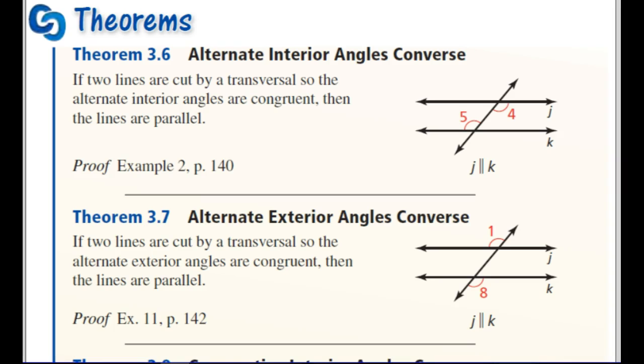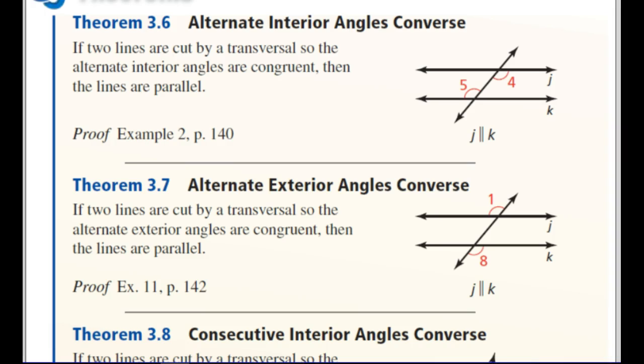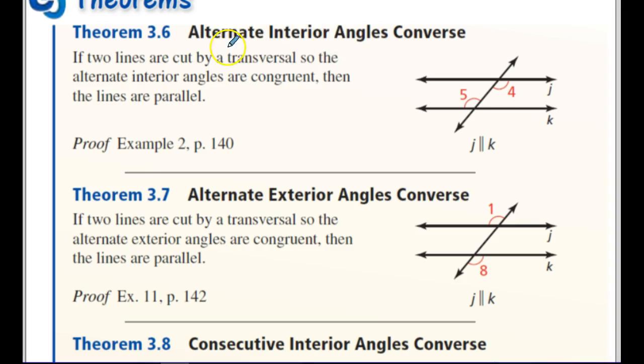So now here's some more of our theorems, right? And we've looked at these in the last section, but now we're going to look at the converse. Remember, so here we're looking at alternate interior angles. And remember that alternate interior angles are on opposite sides of the transversal and are in between the lines. So here with this converse, this tells me that if I have 2 lines cut by a transversal and the alternate interior angles are congruent, then I can prove that these lines are parallel.